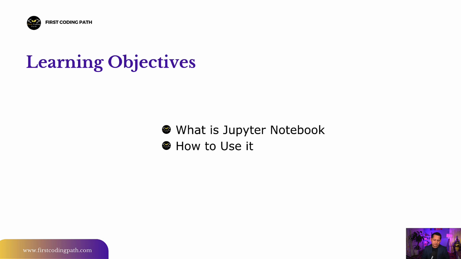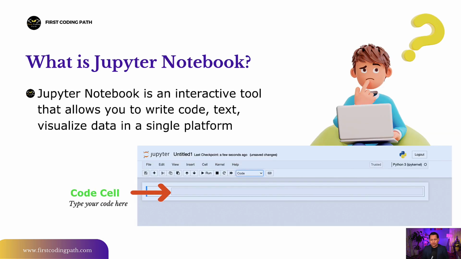So what are the main objectives? The first is to understand what Jupyter Notebook is, and the other is how to use it. It is an interactive tool that allows you to write code or even write text, comments, or even visualize the data in a single platform. And it's very commonly used in data science, AI, and machine learning to develop prototypes as well as develop programs and test them later. It's also very easy to use and very intuitive. So that's why we're going to use Jupyter Notebook a lot in our courses.